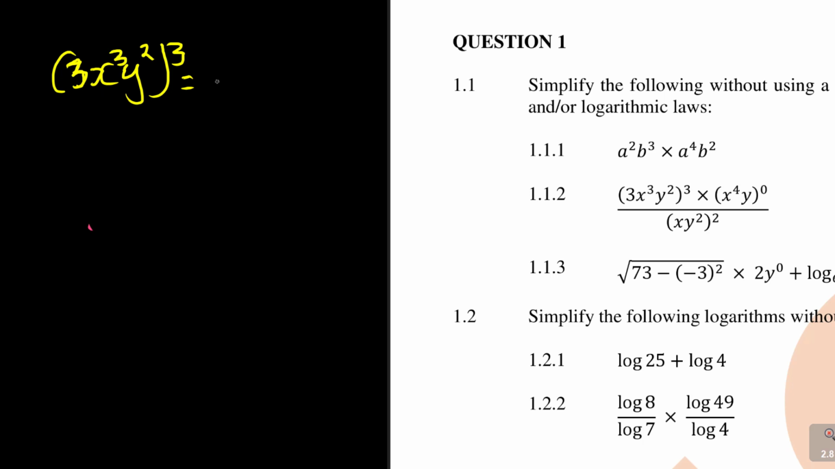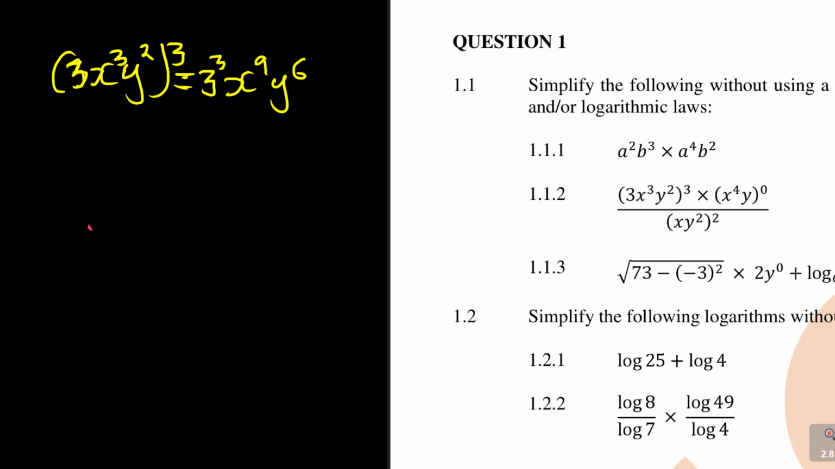It's 9x^9y^6. But there is an error. It's not 9. The 3 is to the power of 3, and 3 cubed is 27. Remember that. Don't multiply it as 3 times 3 is 9, they will penalize you there. It's 3 to the power of 3.